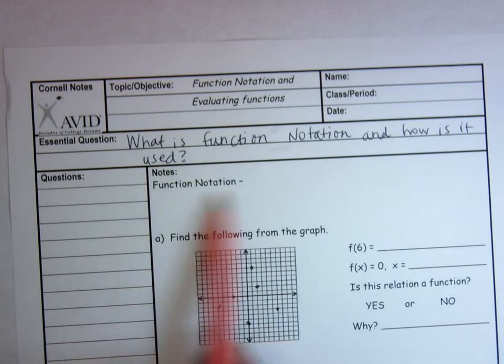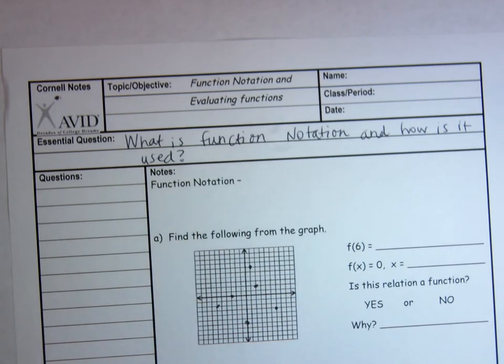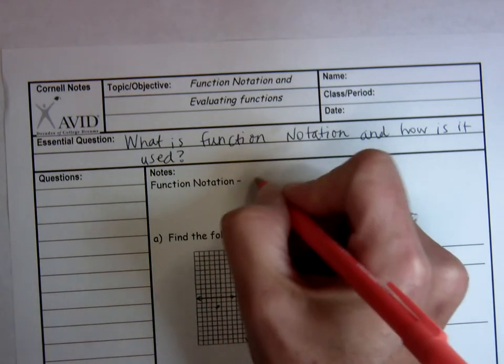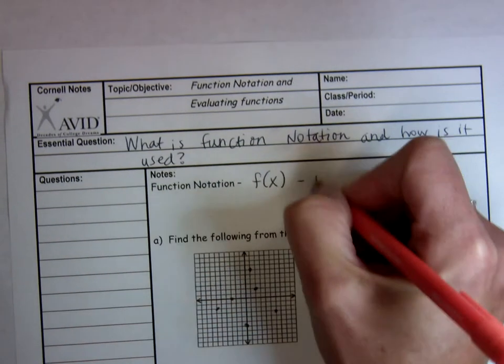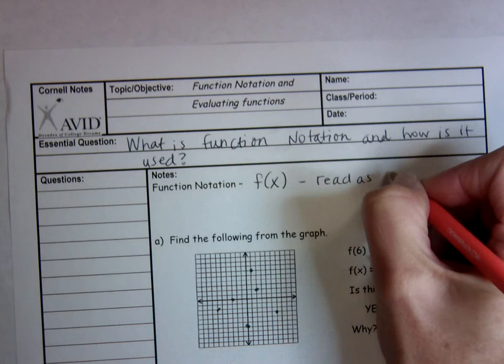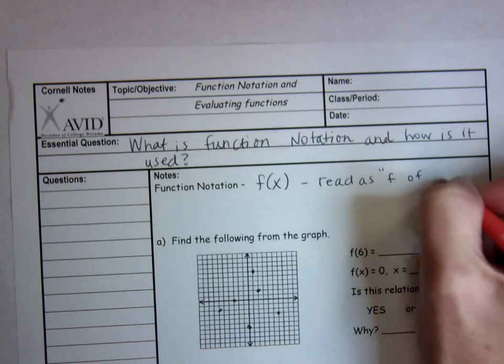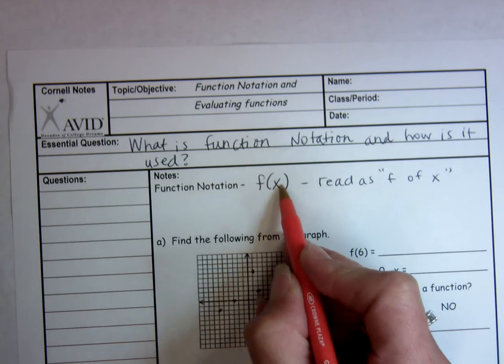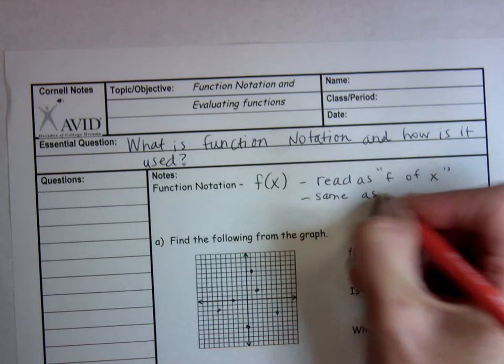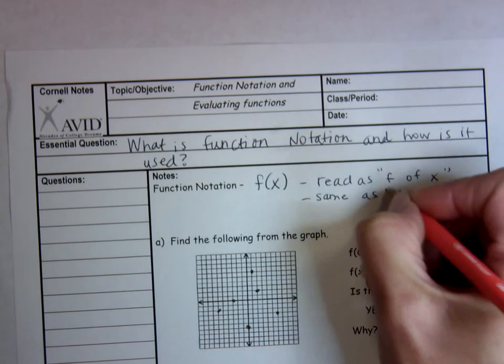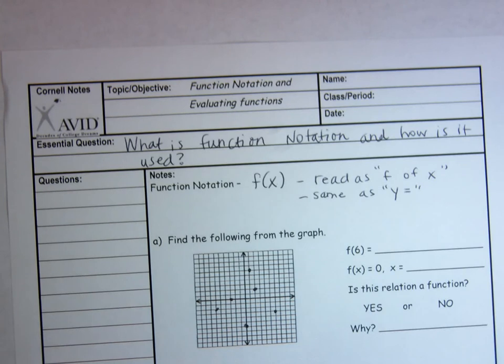Now the first thing that you see here is a place for us to put something about function notation. And really function notation is just a way to represent the y variable. If we were looking at it, this is function notation. And we read this as f of x. It is the same thing as the y. It's the same thing as the y equals. It's a fancy way of saying y.